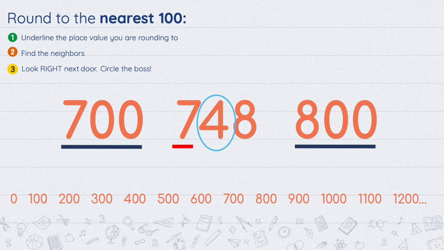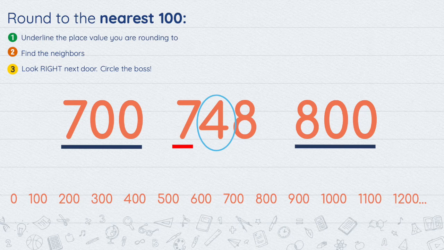The third step tells me to look right next door and circle the boss. So I have to find the boss. I have to find that guy that's going to tell me if I'm going to round up or round down. So I'm going to look at my place value. Again, I'm rounding to the nearest hundreds. That's why I underline the number 7. And if I jump one digit to the right, I'm going to find the boss. I'm going to find the number 4 and I'm going to circle that number.